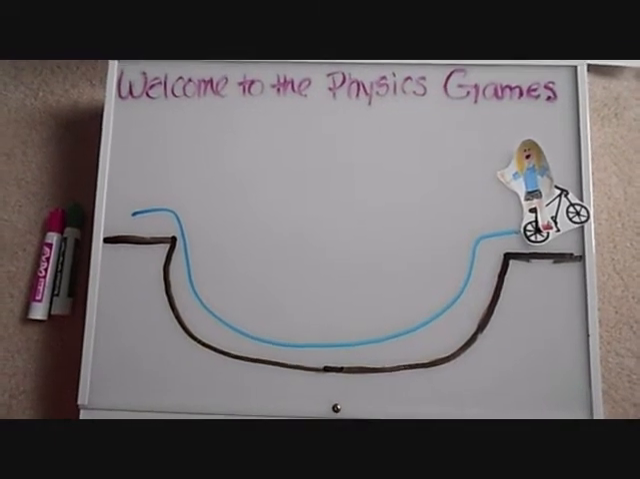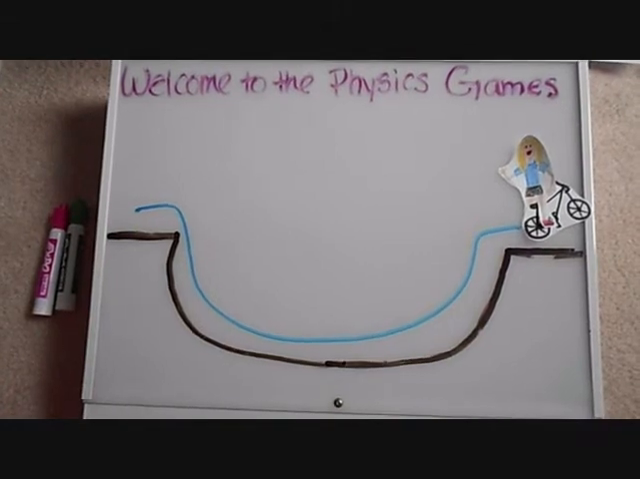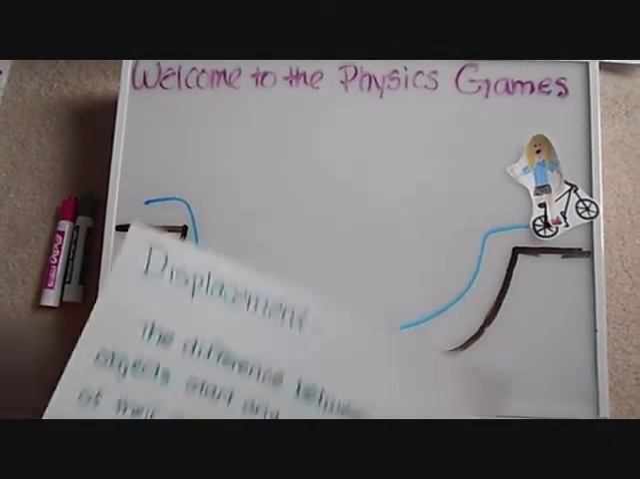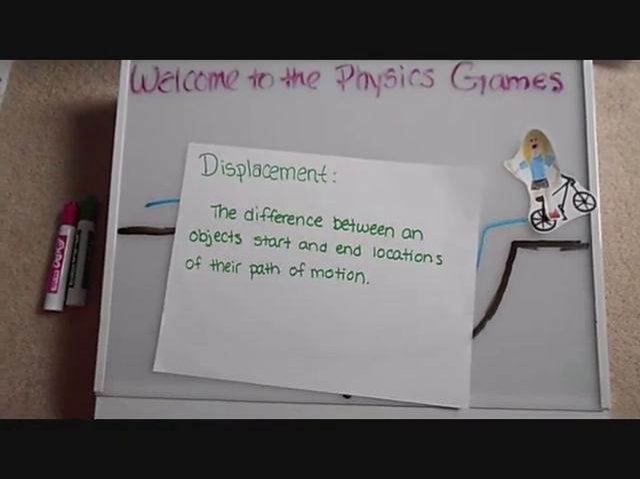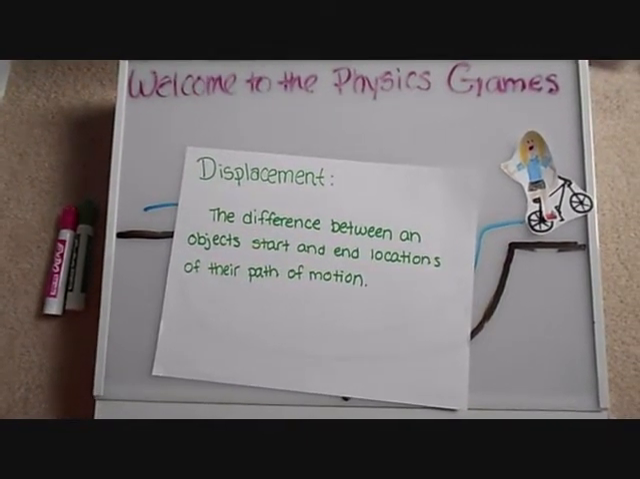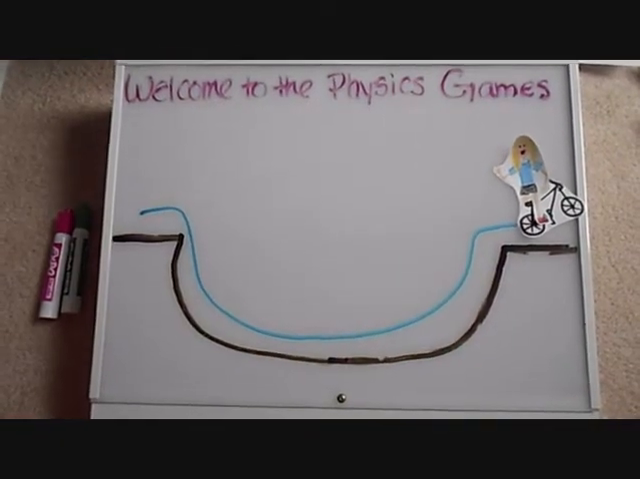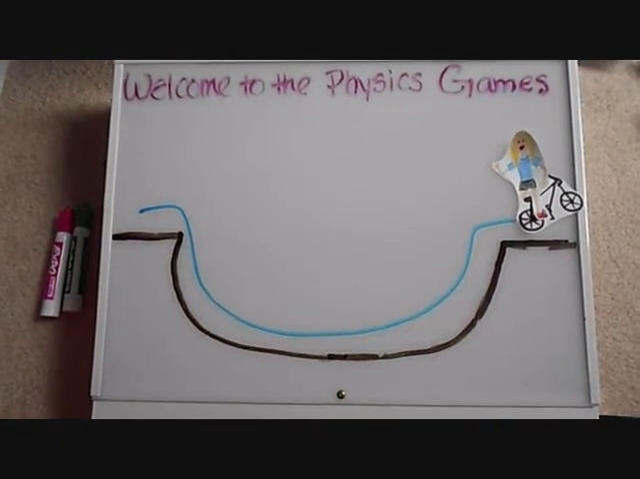Although the distance Rachel traveled might be large, has she really traveled that far? To answer this question, we look at her displacement. Displacement is the difference between an object's start and end locations in their path of motion. The pink arrow shows Rachel's displacement.